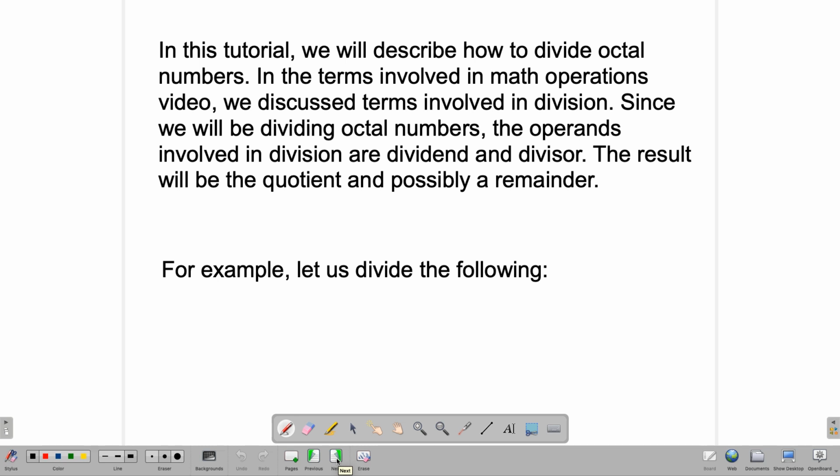In the terms involved in math operations video, we discuss terms involved in division. Since we will be dividing octal numbers, the operands involved in division are dividend and divisor. The result would be the quotient and possibly a remainder. For example, let us divide the following.